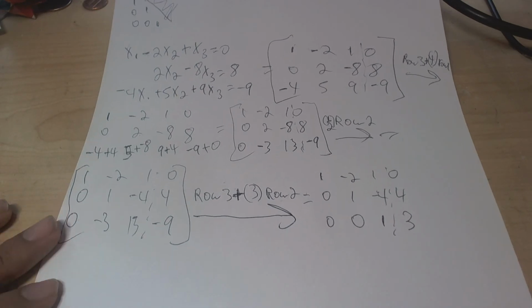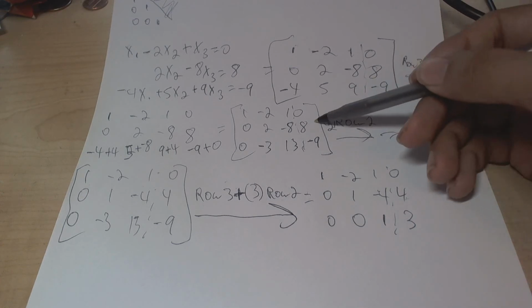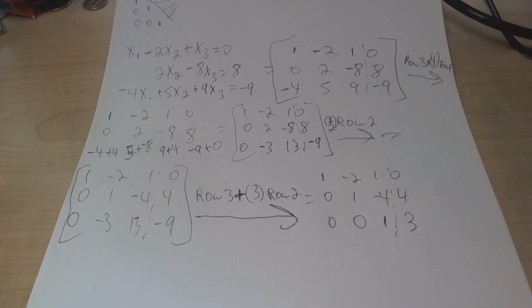The two row operations that I didn't do here are interchanging two rows and multiplying. No, I did multiply by a number. I took row 2 and I multiplied it by half, or I just divided by 2. Same thing.